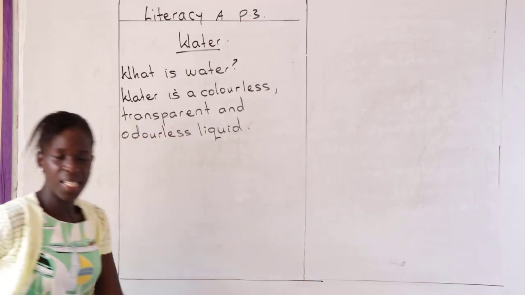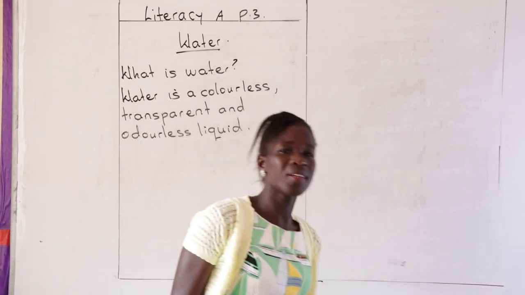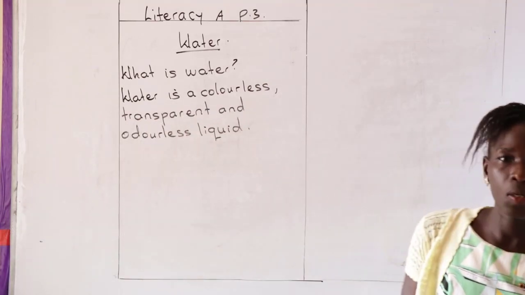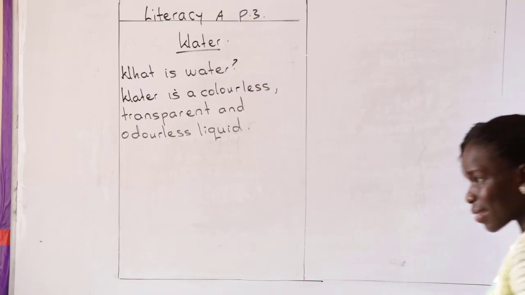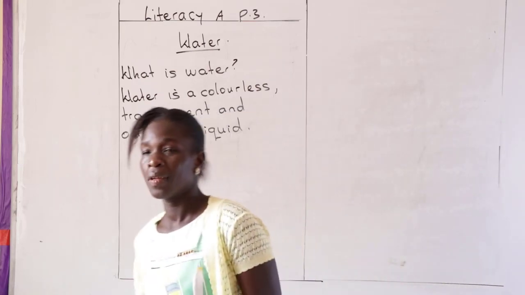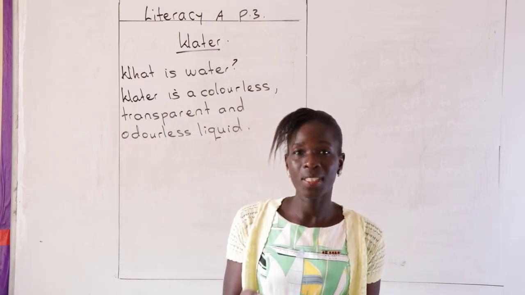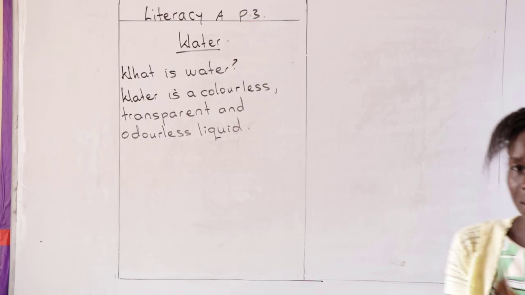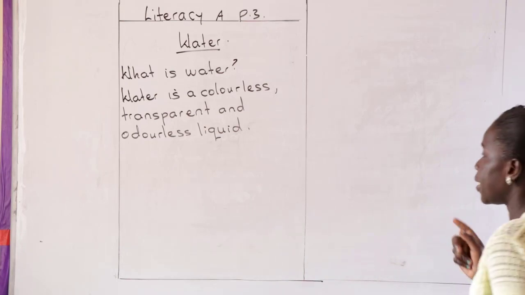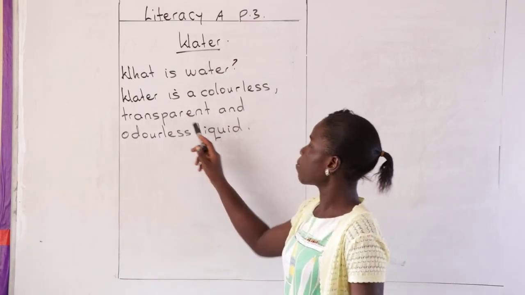When you talk about colorless, what do we mean? Something that has no color. For example, a glass window, a drinking glass, and many others. So those are the colorless things. So water is a colorless liquid. It is also a transparent liquid.